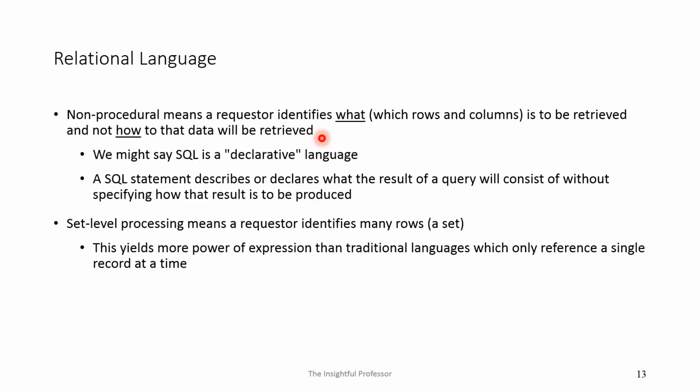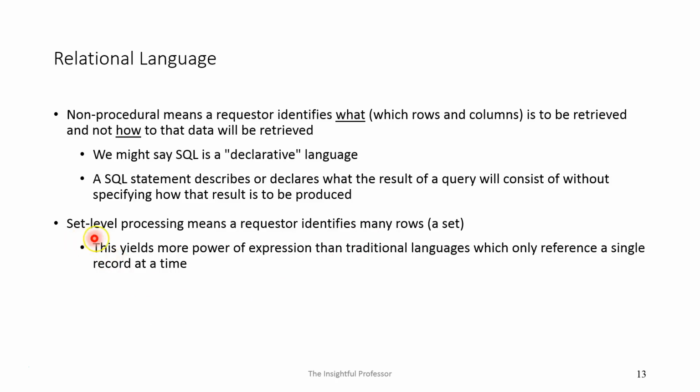We don't have to worry about that. That's what the query optimizer does. So the query optimizer decides what kind of join to do, join order, and other things as well. So that's pretty neat. So a SQL statement effectively then describes or declares what the result of the query will consist of, but doesn't say how to bring that into existence. That's the query optimizer's job.